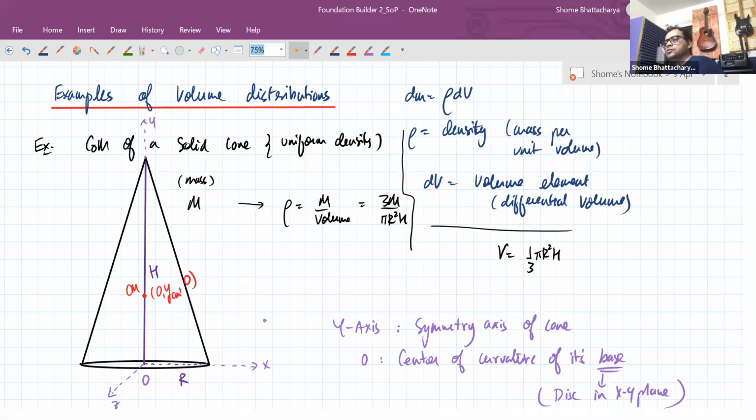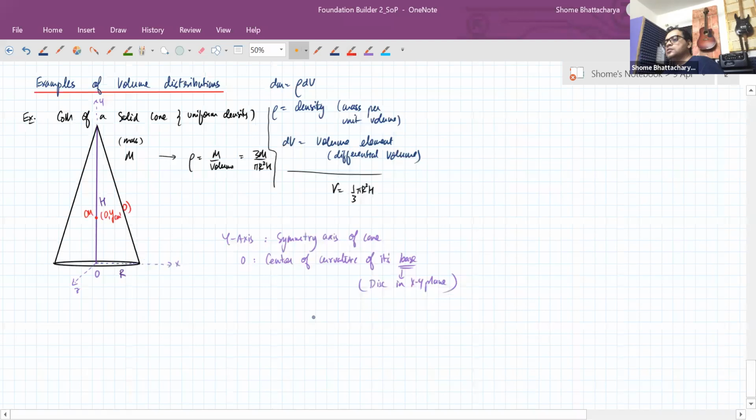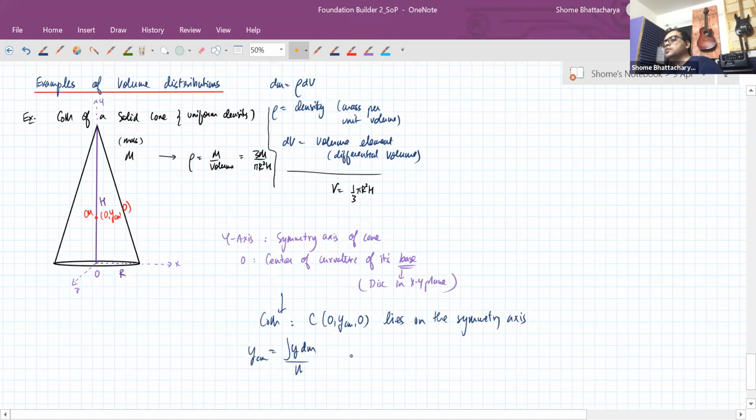So the center of mass lies on the symmetry axis. And to find the y coordinate of the center of mass, we need to do this integration. But here dm will be of the type rho dv. So the question is, what should we take as dv? What should be our volume element?